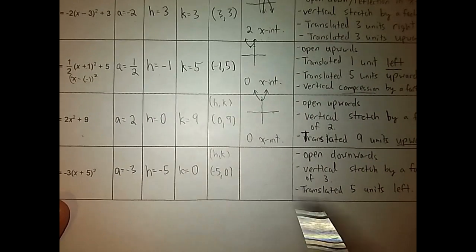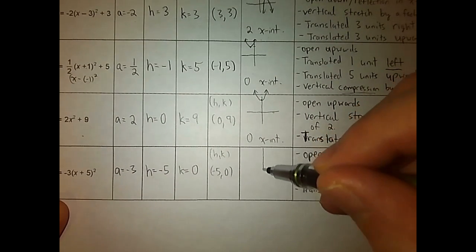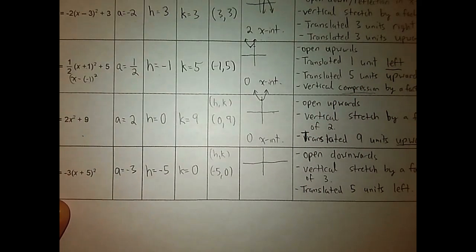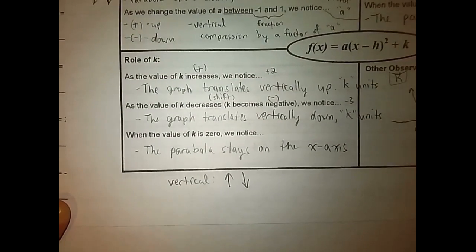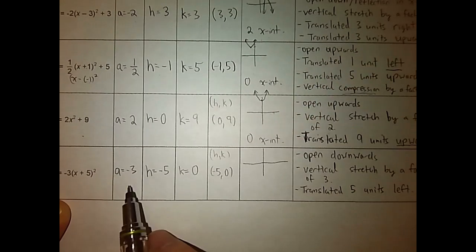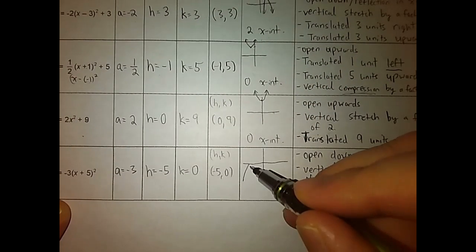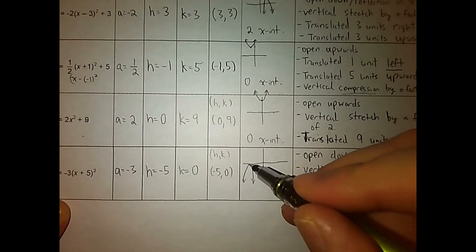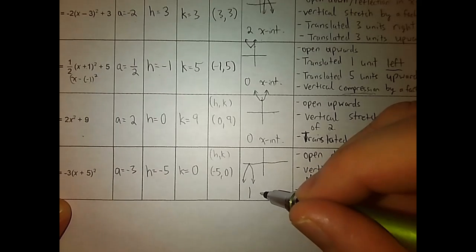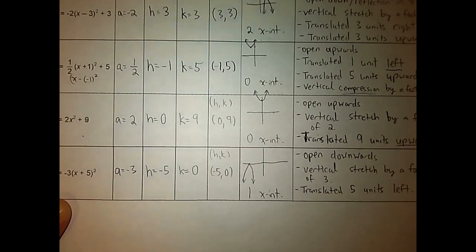For our last one, we have this, and the k value is 0. And we said when the k value is 0, the parabola stays on the x-axis. So we're going to see when we have our vertex here, -5, 0, that's over here. So I've shifted this over, and it opens downwards because the a value is negative. So we can see that the vertex is on the x-axis there. So in this case, there's actually only one x-intercept, and that is going to be the vertex.